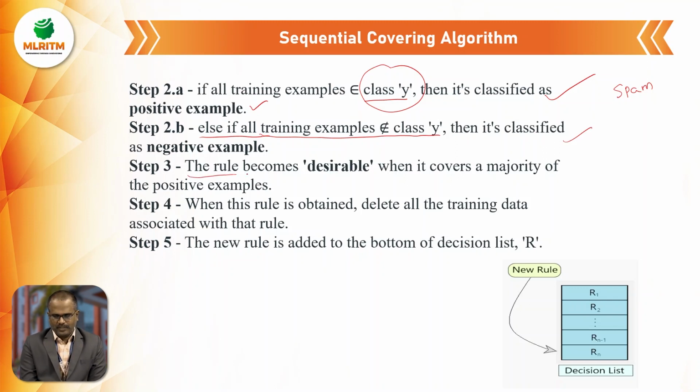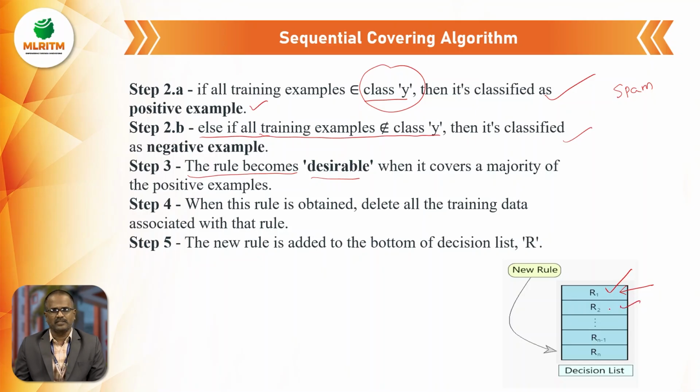Else, if the data set contains some positive examples and some negative examples, in that case only we need to classify the data by observing the rules. The rule becomes desirable when it covers the majority of positive examples. Each time it learns only one rule, and that rule covers only positive examples. When this rule is obtained, delete all the training data associated with that rule. Suppose the system learns one rule, that is R1. Whatever examples are covered by this rule are deleted from the data set to learn the next rule.